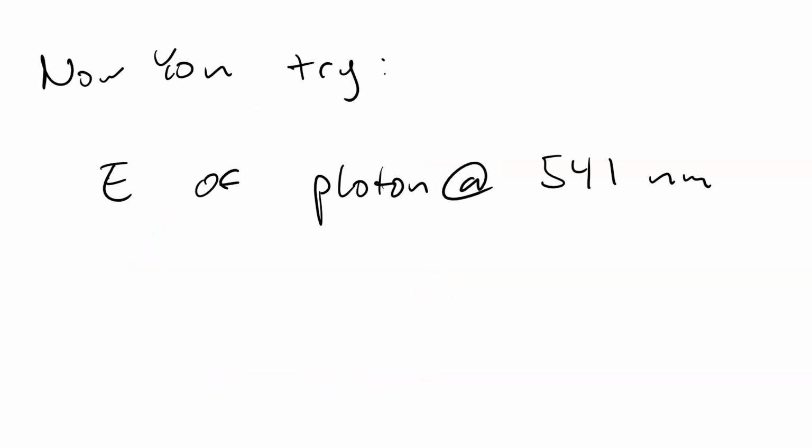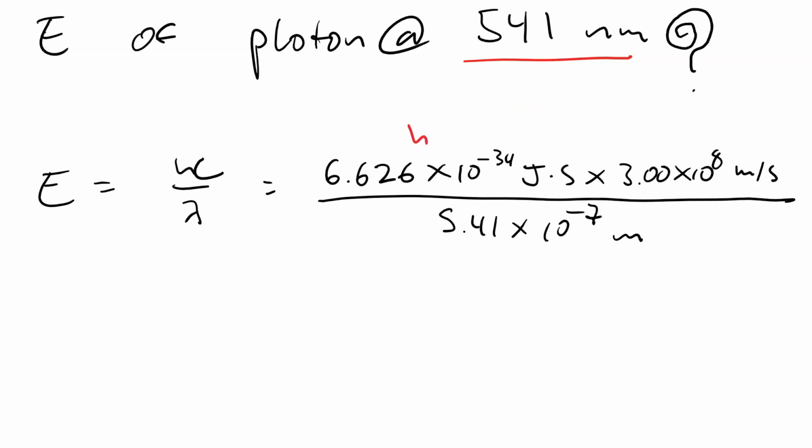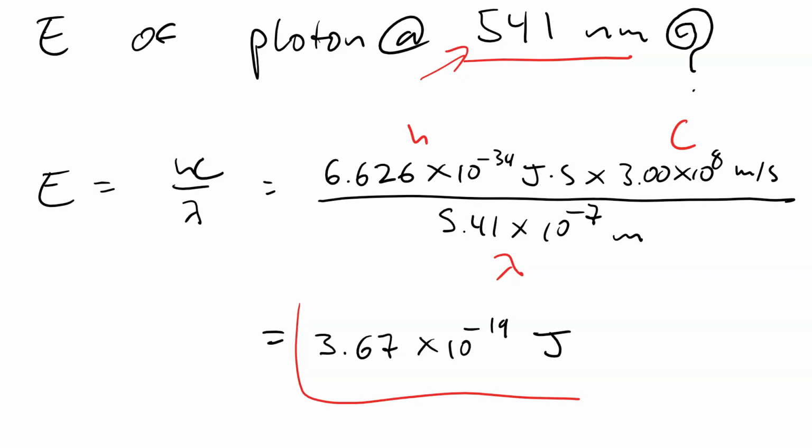Now try a calculation of your own. What's the energy of a photon at 541 nanometers? Remember to convert that to meters and use the equation E equals hc over lambda. And the meters is the lambda. This is what your calculation should look like. h is 6.626 times 10 to the negative 34th joules times second. c is 3.00 times 10 to the 8th meters per second. And lambda, the wavelength that was given in nanometers, converts to 5.41 times 10 to the negative 7th meters. And when I punch it all into my calculator, I get 3.67 times 10 to the negative 19th joules.